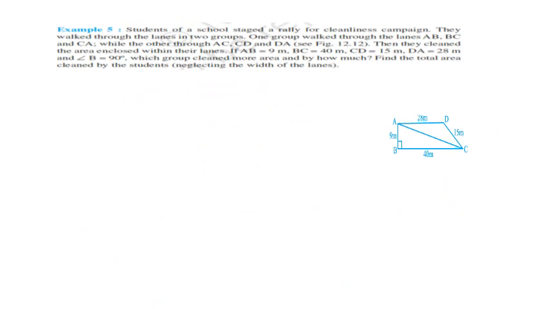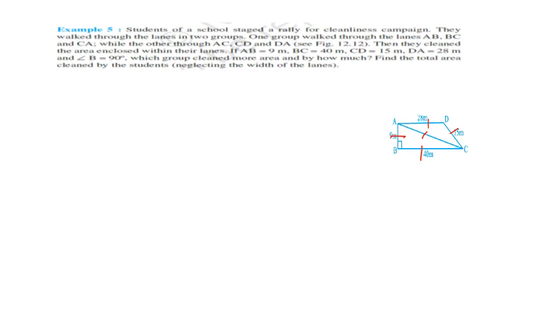Now, students of a school staged a rally for cleanliness campaign. They walked through the lines in two groups. One group walked through the lines AB, then BC, then CA, while the other walked through AC, CD, and DA. Then they cleaned the area enclosed within their lines. So this area they cleaned, this area the other group cleaned.